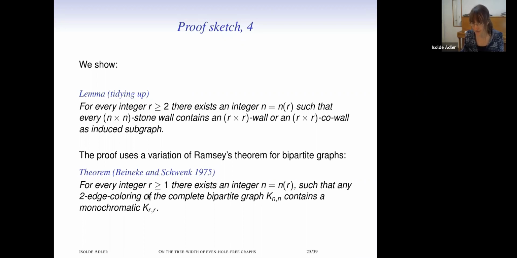So this says that for every r, there is an integer n of r, such that any two-edge coloring of the complete bipartite graph K_{n,n} contains a monochromatic K_{r,r}. Right? Remember complete bipartite graph K_{n,n}, so n vertices on one side, n on the other side, and edges are all the possible edges going from left to right. Okay, and then we have a two-edge coloring, so every edge is either red or green. And this tells us that we can find monochromatic complete bipartite subgraphs in there.